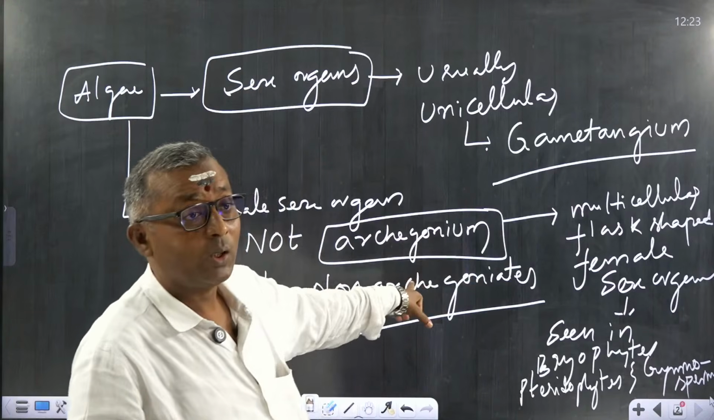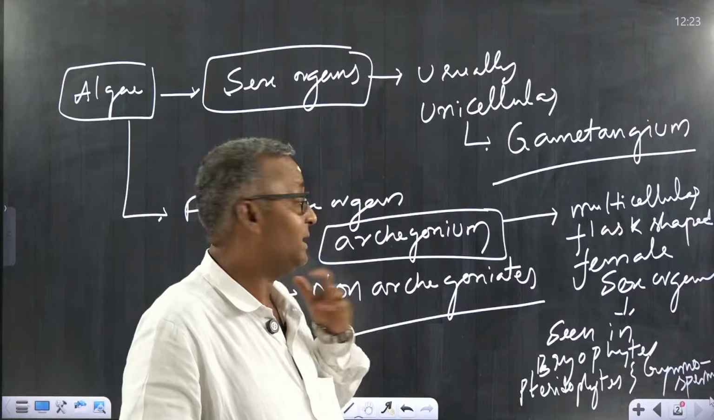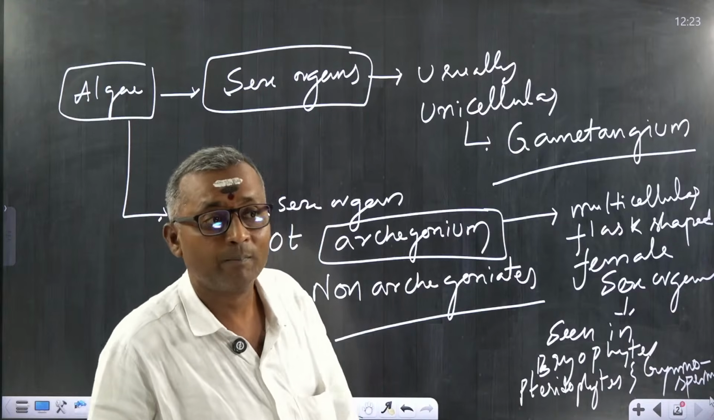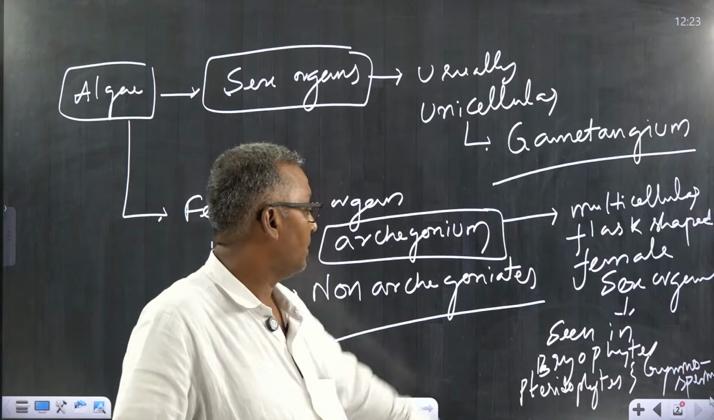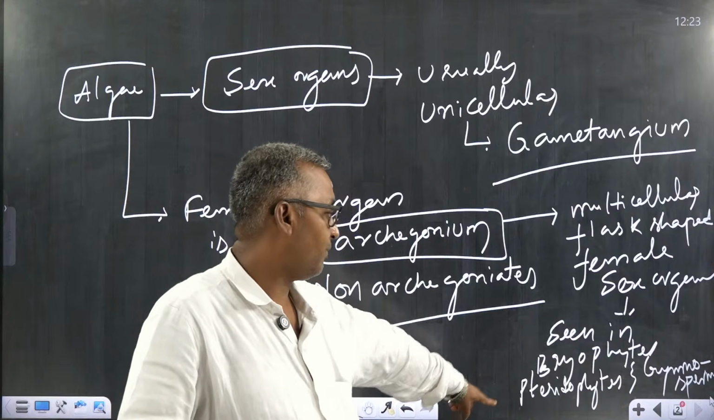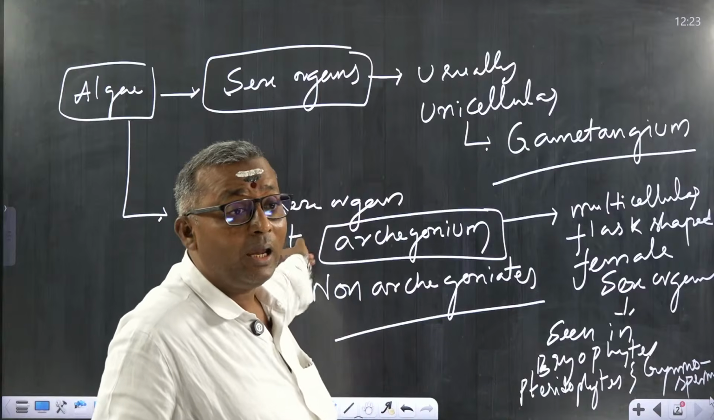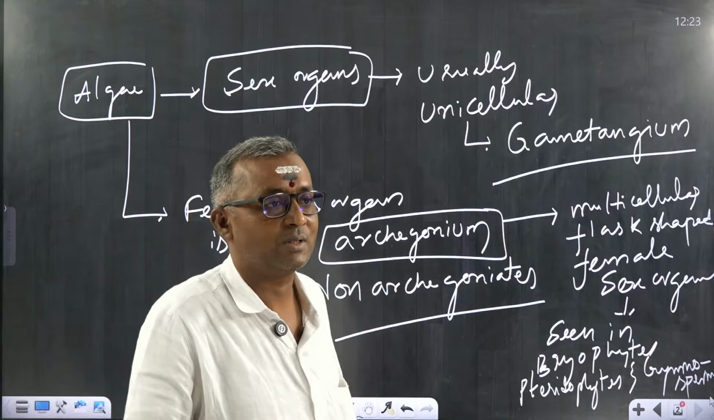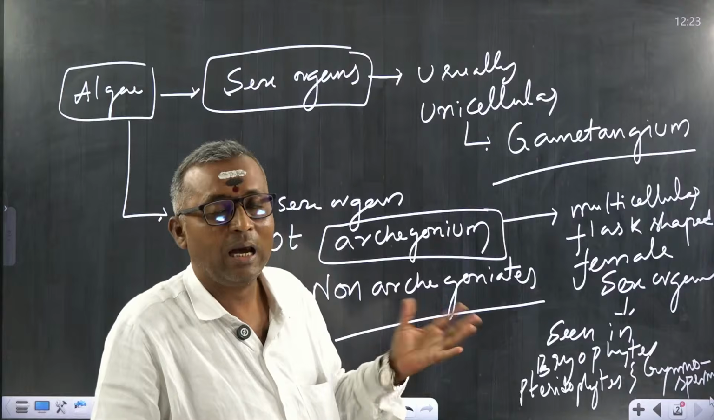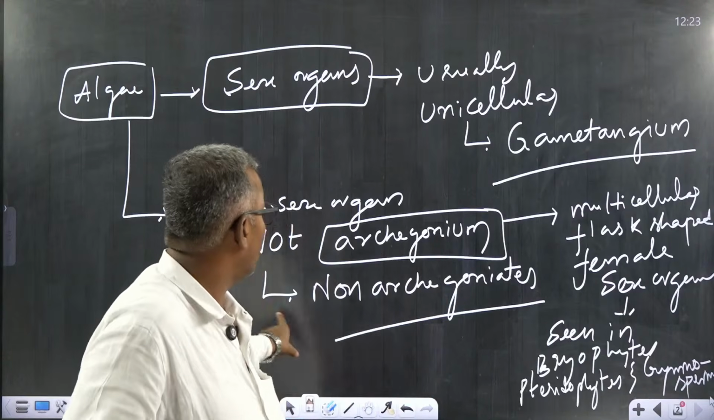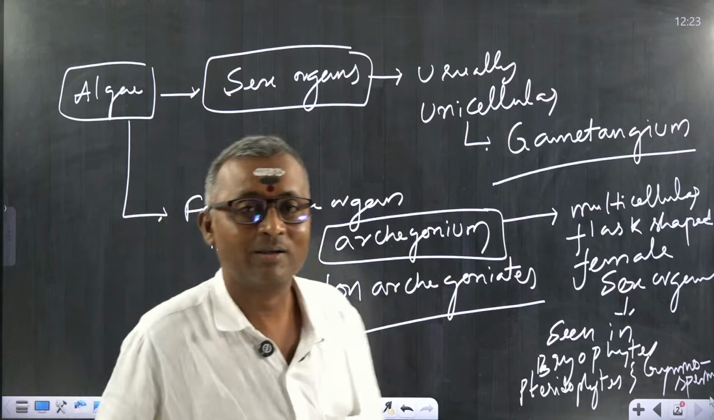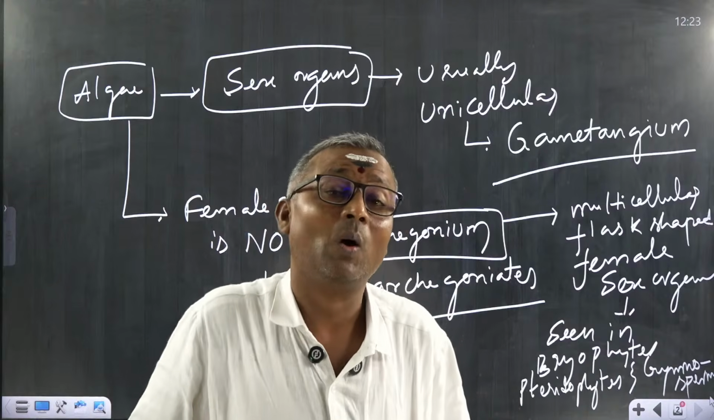So the archegonium is the female sex organ. Where do you see this female sex organ like archegonium? Archegonium is seen in bryophytes, pteridophytes and gymnosperms. They are absent in algae as well as angiosperms. That's why both algae as well as angiosperms are non-archegoniates.